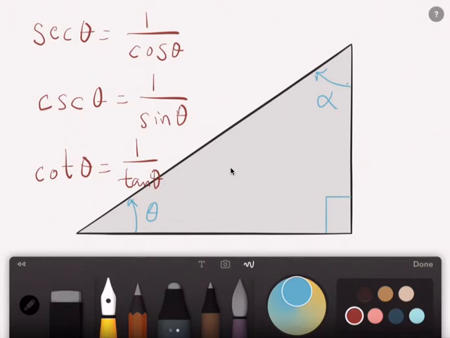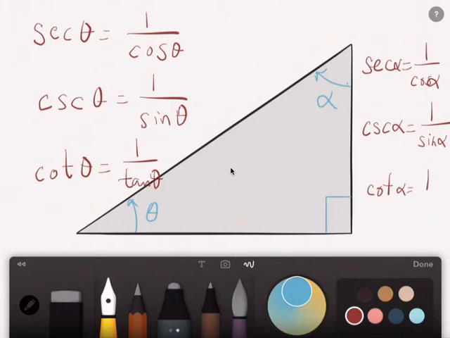Now quickly, let's just go ahead and do the secant of alpha. We know what that's going to be. That's going to be 1 over cosine of alpha. And then the cosecant of alpha is just going to be 1 over sine of alpha. And then we're going to have the cotangent of alpha. And we know that this is just 1 over the tangent of alpha. And that's it, okay?